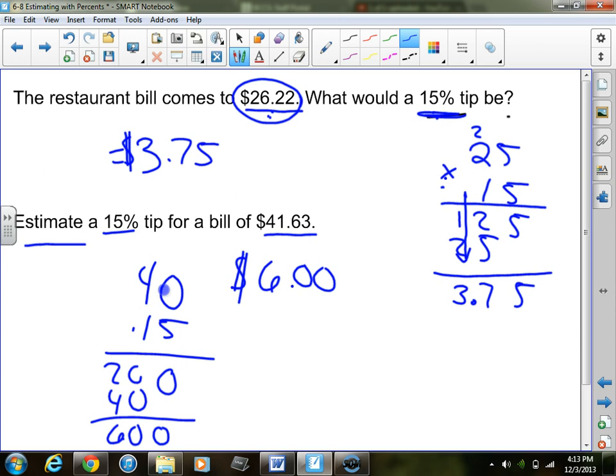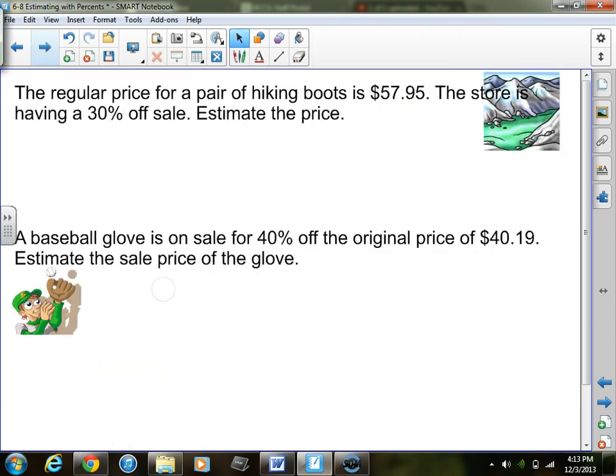All right, so that is sales tax and then tips. There is one more area that we need to work on. We need to find what's called the sale price. So we're going to work on the sale price. This is a very practical skill because we all go into stores and we see a price and we see a little sign that says 30% off. And we wonder, what does that mean? Well, today we're going to learn.